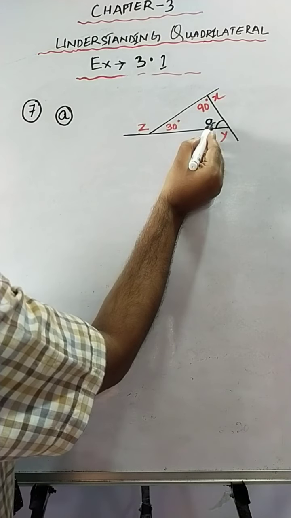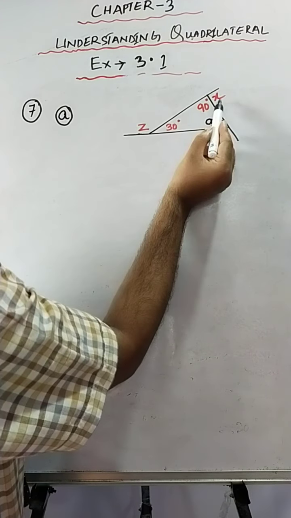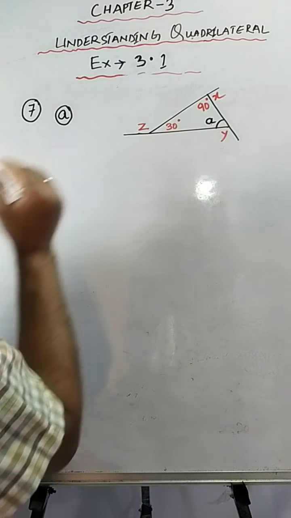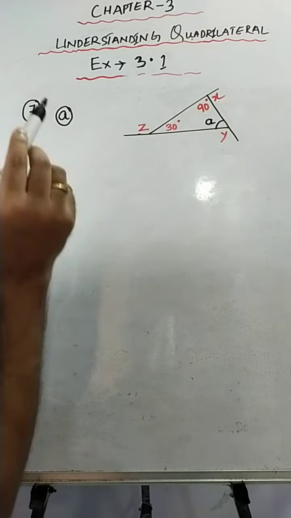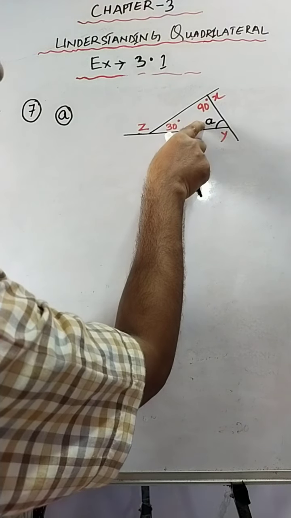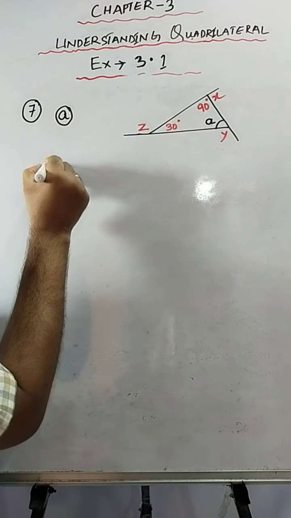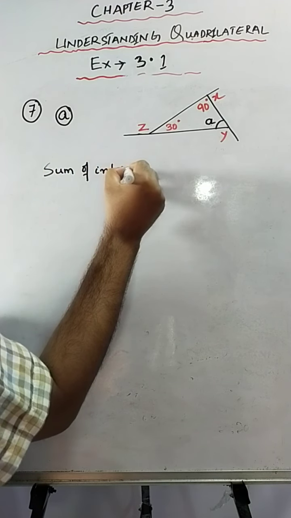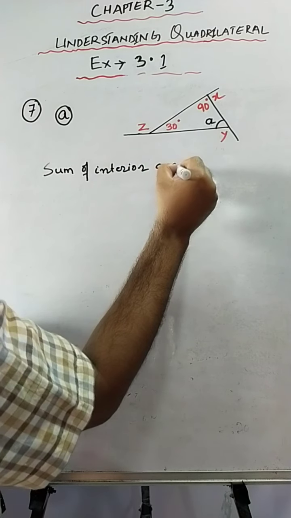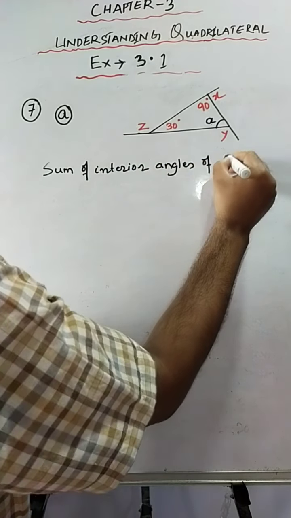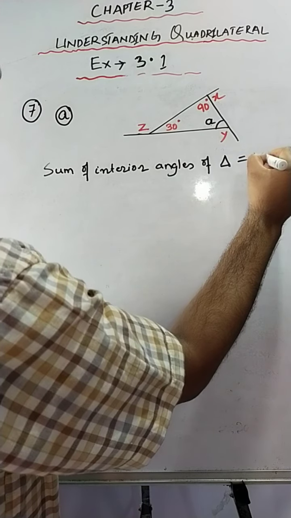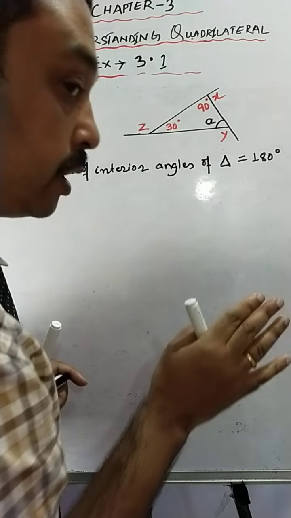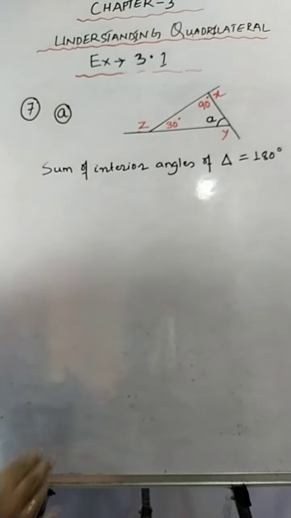Once we are done with this part, we also have to find out the value of x, y and z, and these are the exterior angles of the triangle given. But the first thing that we have to find out is the value of A. So we know that the sum of interior angles of a triangle is 180 degree, isn't it? The sum of interior angles of a triangle is equal to 180 degree. We already discussed this in my previous video.